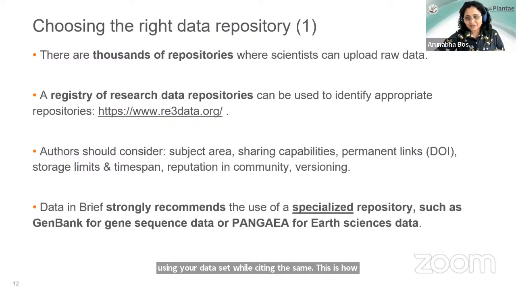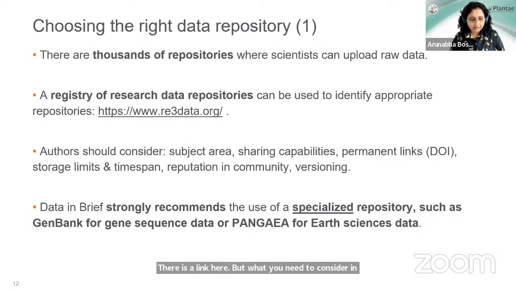And there are thousands of repositories actually where you can upload your raw data. So it's important to be able to identify the correct repository. And you can find a registry of these repositories, which can be used to identify appropriate repositories. There is a link here. But what you need to consider in this case is the subject area.